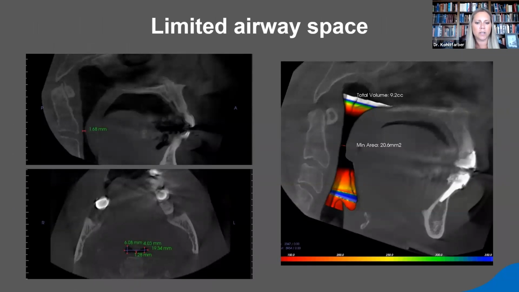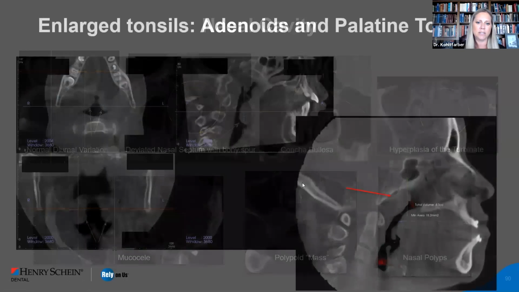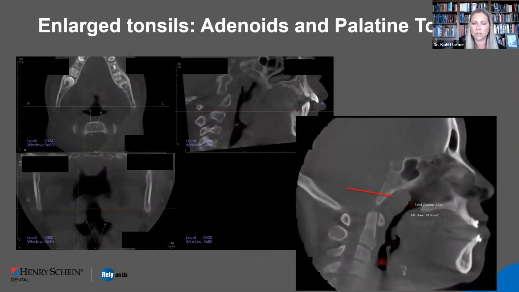And certainly, if we're looking at a child, we're going to want to evaluate the entire airway space because we can see everything from deviated nasal septums to concha bullosa, hyperplasias of the turbinates, our mucocele, which we saw one earlier as well, or there might actually be tumor involvement. So definitely these are reasons that we'd want to have a CBCT to properly evaluate that patient that is complaining of airway issues. We can also have enlarged adenoids as well as palatine tonsils.